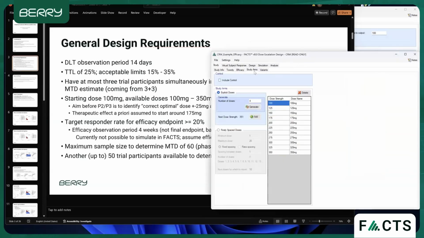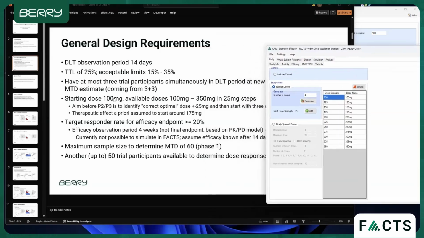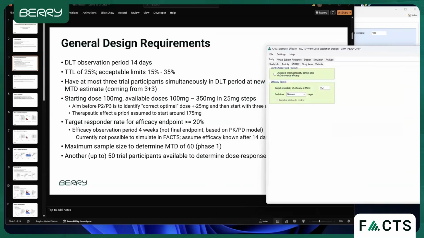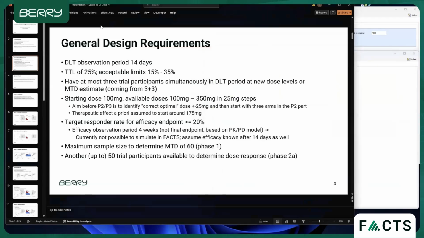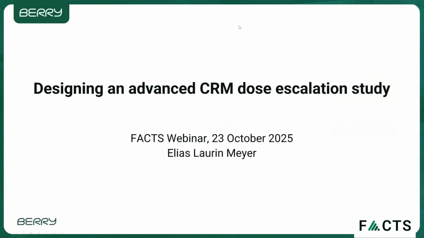Okay, here in study arms, you can see I've entered all of the dose strengths that we want to investigate. We wanted to have 100 milligrams as the lowest dose and then go up to 350 milligrams in 25 milligram steps. So you can see this is what I've set up here. And for efficacy, you might remember we said I want to have at least 20%. So you can see that this is my target. I want to have at least 20%. Okay, let's go back to this.